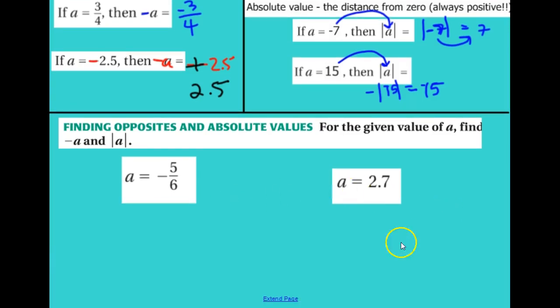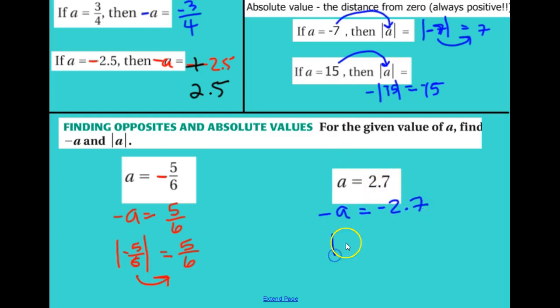Down here, we're going to find negative A and absolute value of A. So if A is -5/6, the opposite of A would be a positive 5/6 because this one was negative. And then the absolute value of -5/6 is just going to be a positive 5/6. It went in the shower dirty, came out clean. Same thing over here. First, the opposite of A. The opposite of 2.7 would be -2.7. The absolute value of 2.7 would be a positive 2.7.